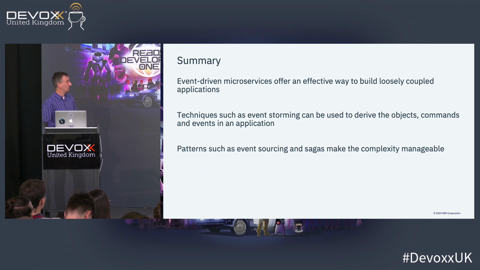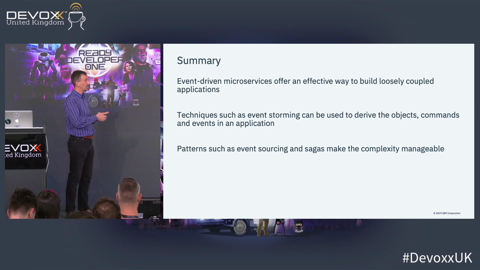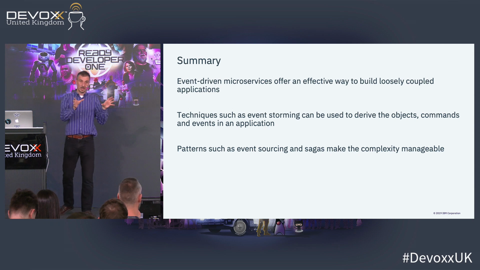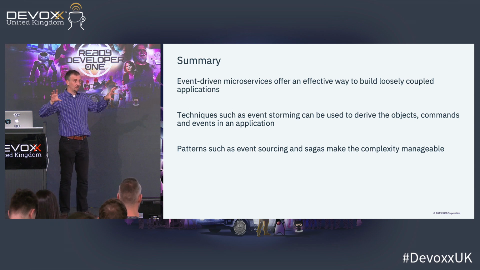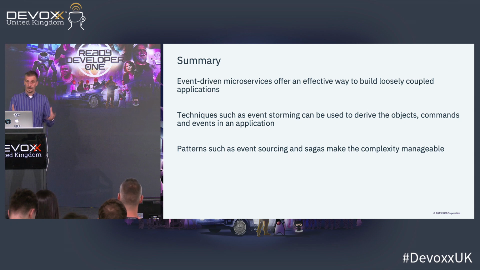So I think what I've shown you is that event-driven microservices give you an effective way to build loosely coupled applications. Just by making the communication asynchronous for the big lumps, you get the ability to perform maintenance on these things independently and scale them independently. You get all the benefits of microservices, and the fact it's asynchronous means that it's more loosely coupled.